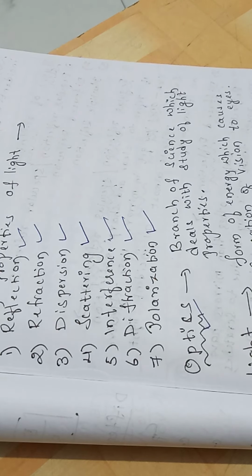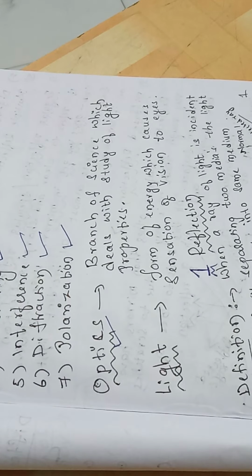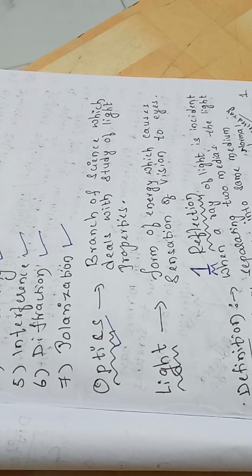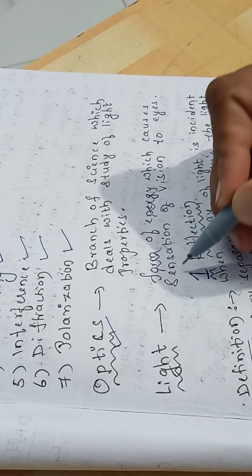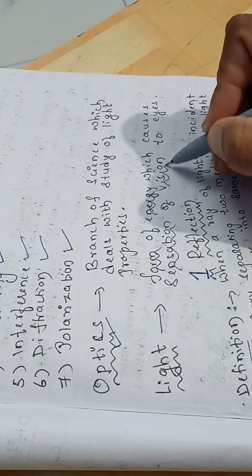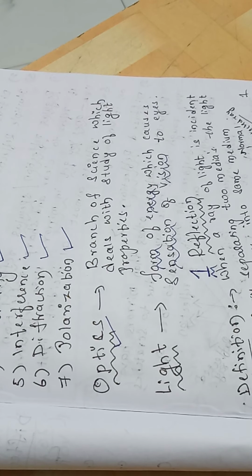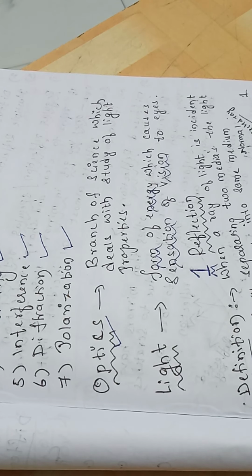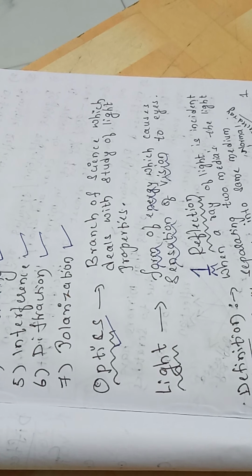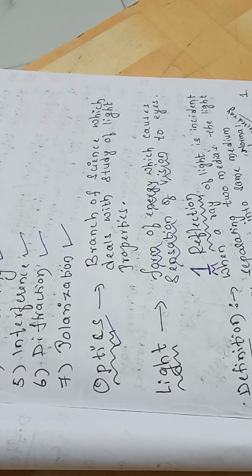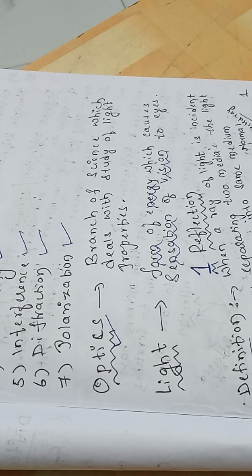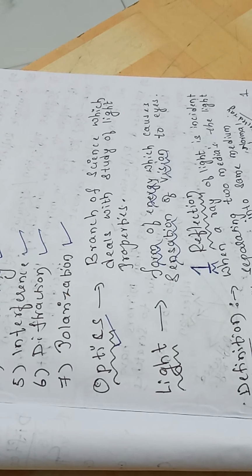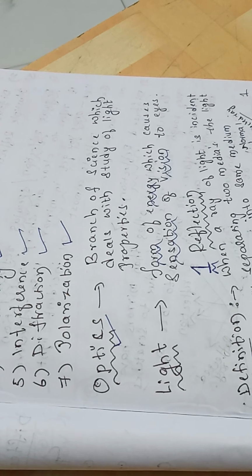Now let us see what is light. Light is a form of energy which causes sensation of vision to the eyes. And now let us start discussing about these light properties.